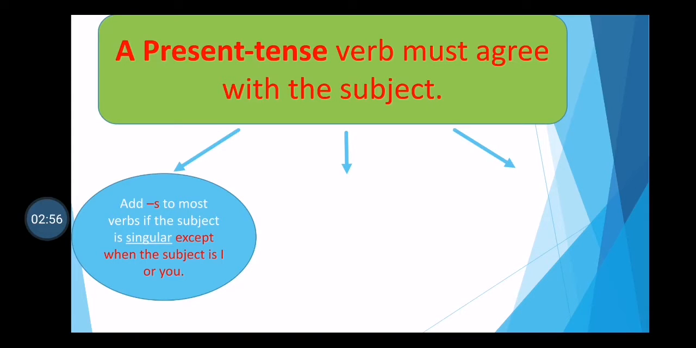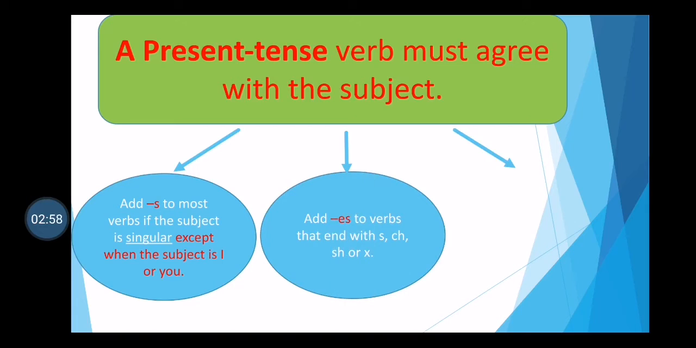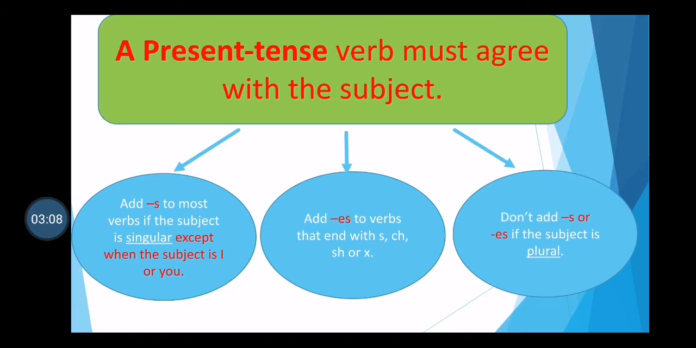Rule number 2. We add ES if the verbs end with S, CH, SH, or X. And finally, rule number 3, we do not add an S or ES if the subject is a plural.